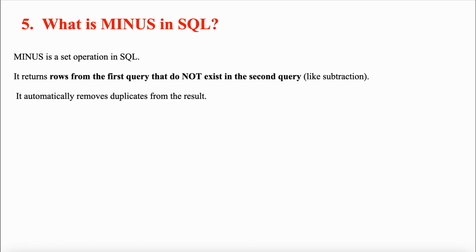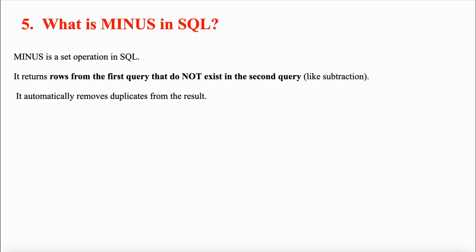Now let's talk about another useful SQL set operation, minus. Here's a common interview question. What is minus in SQL? Minus is a set operation in SQL similar to union or union all, but instead of combining results, minus is used to compare two result sets. It returns only the rows that are present in the first query but do not exist in the second query. You can think of it like a subtraction. In other words, what is in the first set but not in the second set.